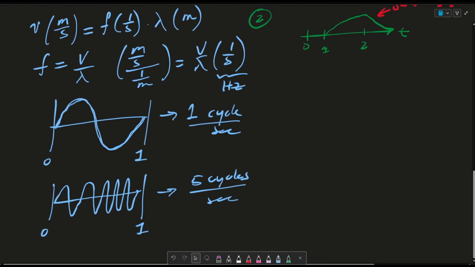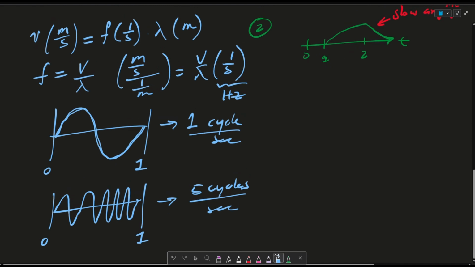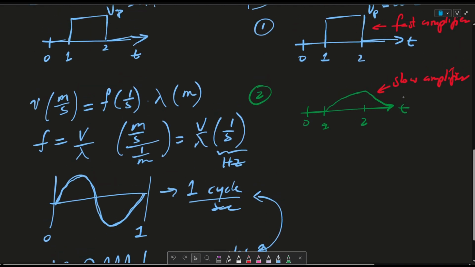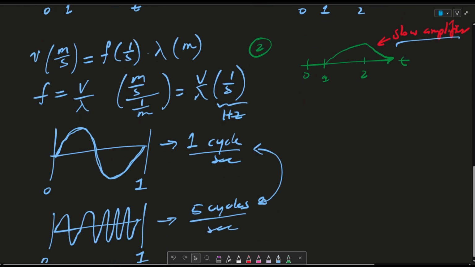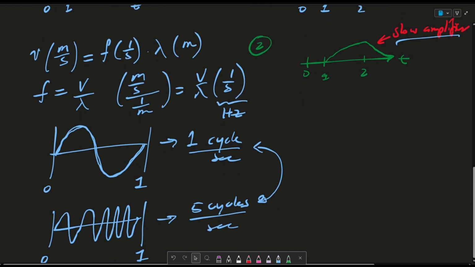So this is what I mean by the speed of my signal increasing. As it increases, how do I expect my signal or my circuit to react? Is it going to react slow, like here, or is it going to react fast, like here? So I hope this motivation or this objective makes sense.